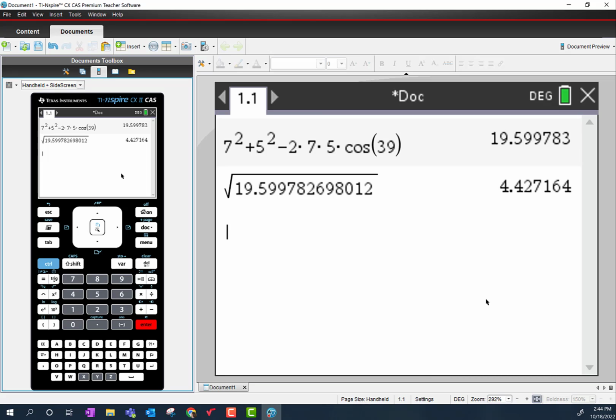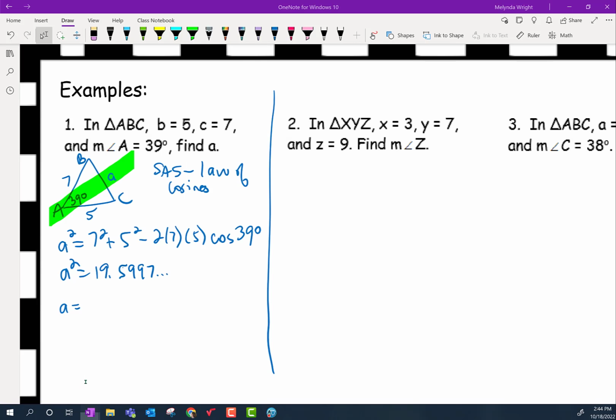Okay, so a is going to be 4.427. So let's pull that back up. So 4.427. And that's our first example.